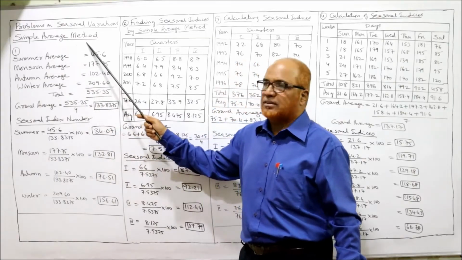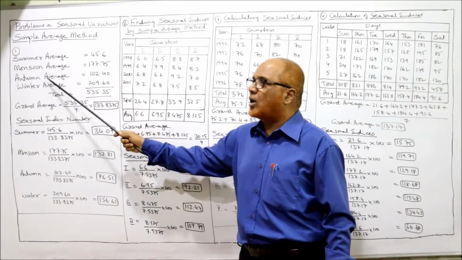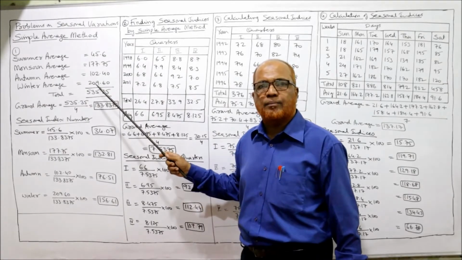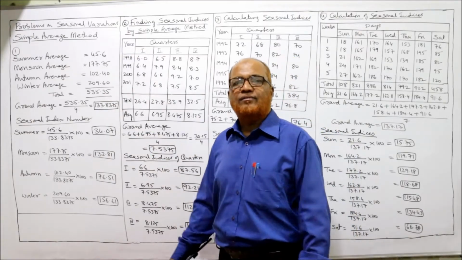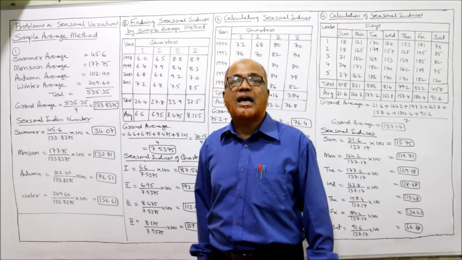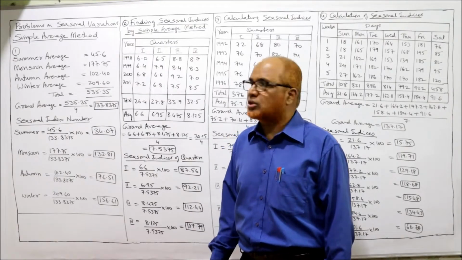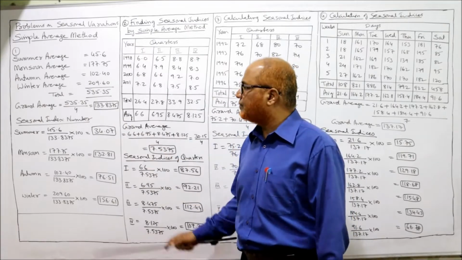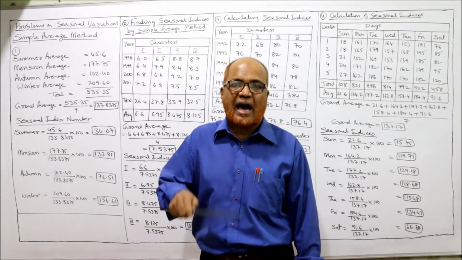The simple average method. The summer average 45.6, monsoon average 177.75, autumn average, and winter average are all given in the problem. We'll take the total of the averages. The total of the averages is 535.75. How many items have we taken? 4 averages. So we'll calculate the grand average. The average of averages is called the grand average. So 535.5 divided by 4 gives 133.8375. So 133.8375 is the grand average, the average of averages.